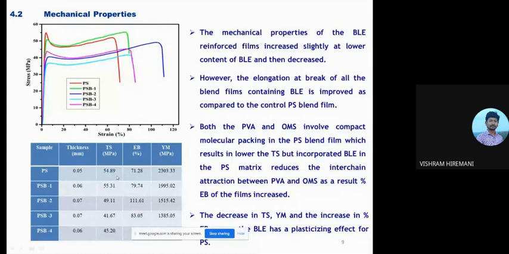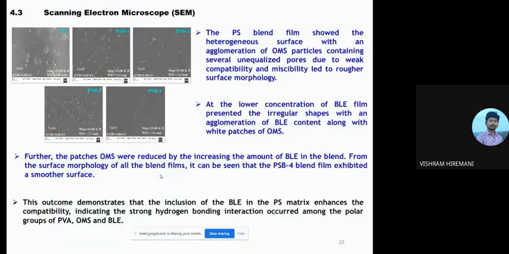But as the content of betel leaf extract in the blend matrix increases, the tensile strength goes on decreasing, whereas the elongation of the blend films increased. This indicates that addition of betel leaf extract behaves like a plasticizer in the blend matrix.